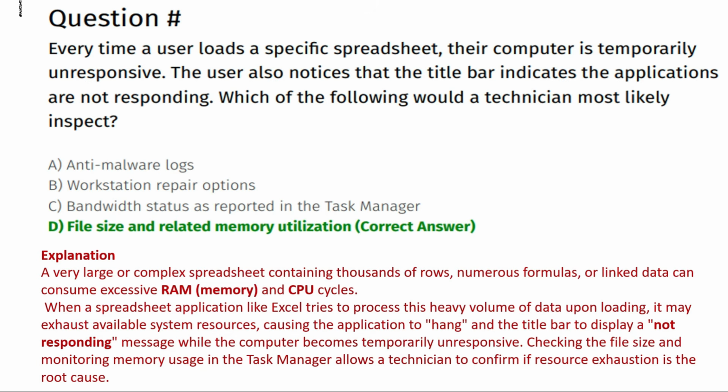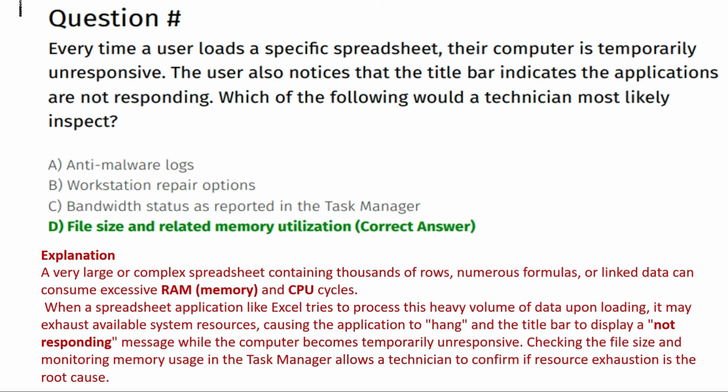So which of the following would a technician most likely inspect? Option A, anti-malware logs. Option B, workstation repair options. Option C, bandwidth status as reported in the task manager. Option D, file size and related memory utilizations. And the correct answer for this question is option D, file size and related memory utilizations.